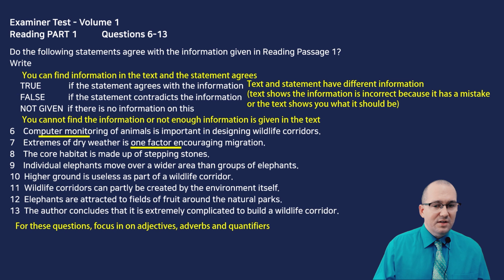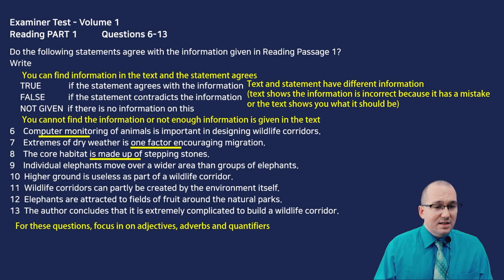In question 7, you might want to focus in on one factor. Extreme dry weather is one factor encouraging migration. It also might be the word migration. It might be a synonym for that. Or it could be not a factor. So that's why I underlined factor. But also be aware of migration. There might be a synonym in the reading.